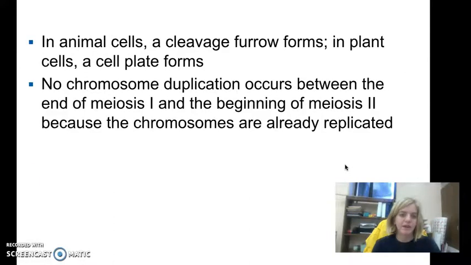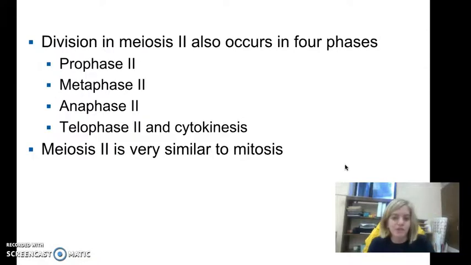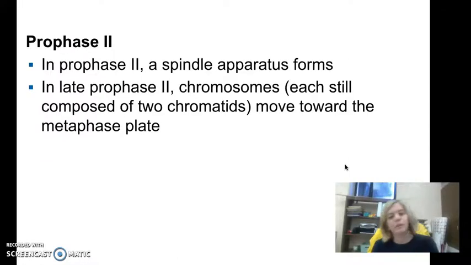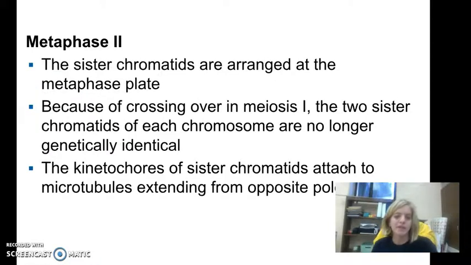These cells are then, once again, divided using either a cleavage furrow or a cell plate, depending on if they're plant or animals. And since the chromosomes still consist of 2 sister chromatids, the duplicated versions, there's no second duplication. Meiosis 2 will just begin. And in meiosis 2, you end up with your 4 phases, and like I mentioned, this is the stage that's very similar to mitosis. We end up with our spindle forming, the chromosomes condense, they start to move toward the metaphase plate. In metaphase, they're now arranged in the middle, and the kinetochores attached to the microtubules.